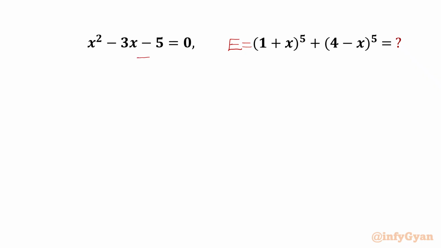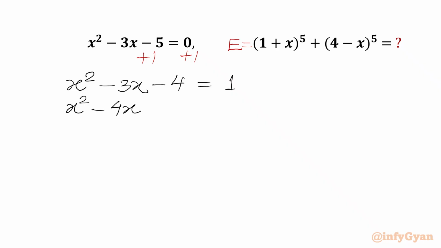Now we will add 1 to both sides of our quadratic equation. So we can write LHS will become x² - 3x - 5 + 1, minus 4 equal to 1. Now we can factor LHS. So I can split our middle term -3x as -4x + x. Then we have -4 equal to 1.